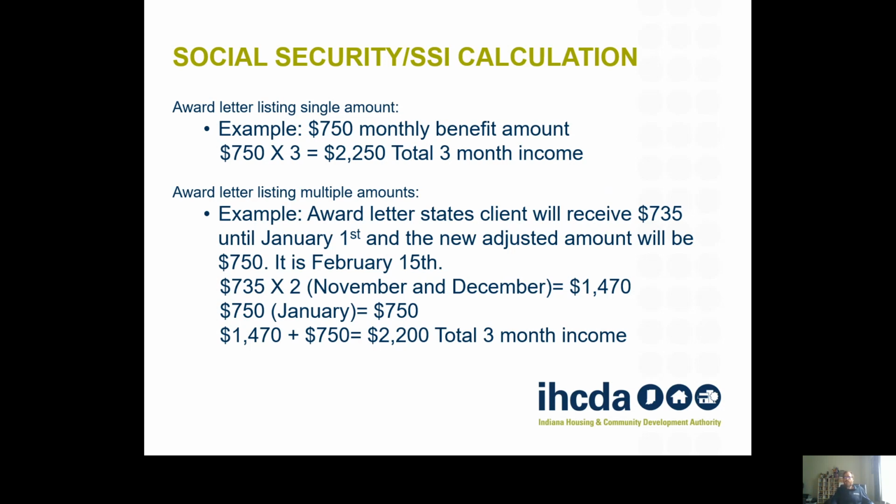So in this case, it does show that the person applied on February 15th. The award letter stated that they received $735 until January 1st, and then it was going up to $750. So in this case, the intake took 2 months of $735, so account for November, December, and then also added in $750, so account for January, to get that total 3 months of income. And of course, because we're looking at November, December, January, that means that this particular LSP was looking at 3 months, three complete months, rather than inclusive of the current month.